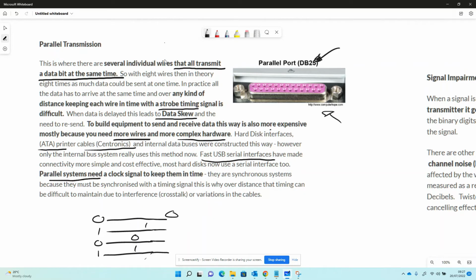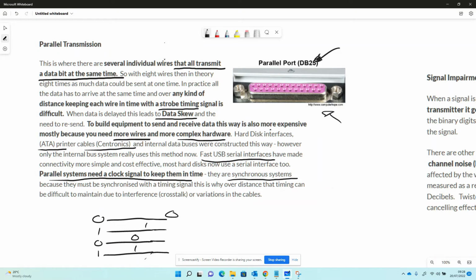So as we've said, they need a clock signal to keep them in time. So they're synchronous systems, they must be synchronized with the timing signal. And over a long distance, that can be more difficult to keep all the data in time. So they're not so suitable for long distance. Shorter distances are more suitable for this. I wrote that out because it was rubbish writing.